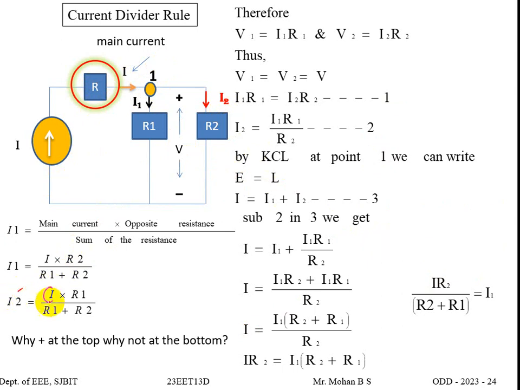Similarly, what is it for I2? For I2, the main current is I, the opposite resistance is R1, divided by the sum of the resistances R1 plus R2. Now let us see if we had R4 here, how different it would be for I2. I2 is the main current into the opposite resistance divided by the sum of the resistances R1 plus R2 plus R4. So this is how one has to apply the current divider.